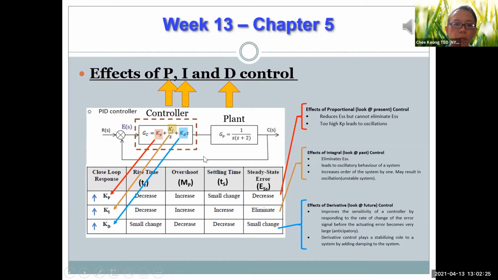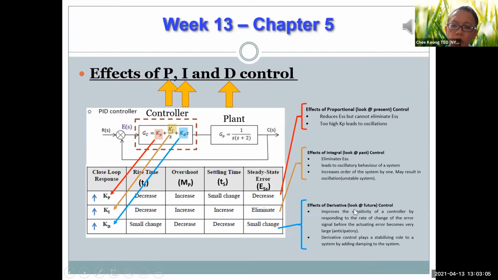Now for the I controller, fortunately, the steady state error is totally eliminated. So basically, there is no steady state error. When you say you want to use the I controller, basically the main benefit is to reduce or eliminate totally the steady state error. But the I controller has one problem, because it has an S in the denominator. Because of this S, it will result in the denominator of the entire closed loop transfer function having an additional S, and that may increase the order of the system, which may lead to oscillation. So therefore, this may be the negative point of the I controller, but it looks at the past, right?